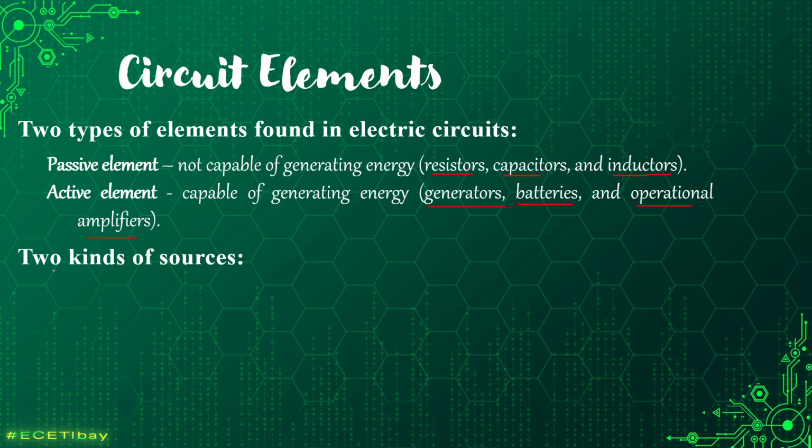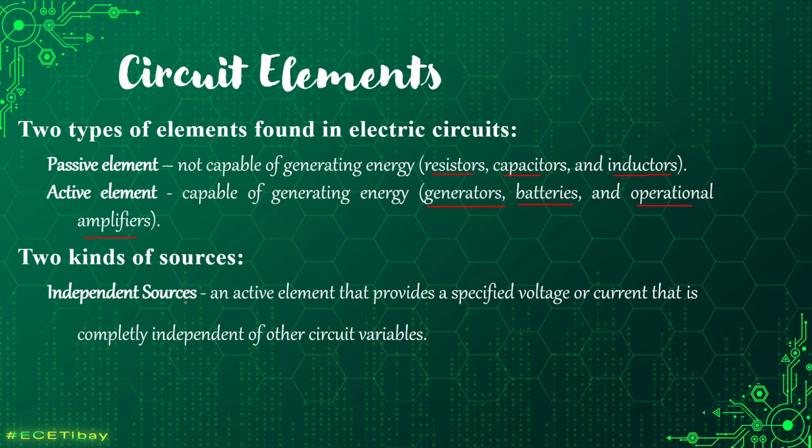Next, there are two kinds of sources. The first are independent sources: an active element that provides a specific voltage or current that is completely independent of other circuit variables. It means that, for example, if you have a voltage source with a value of 10 volts, it supplies a steady 10 volts. It doesn't vary. It's constant.